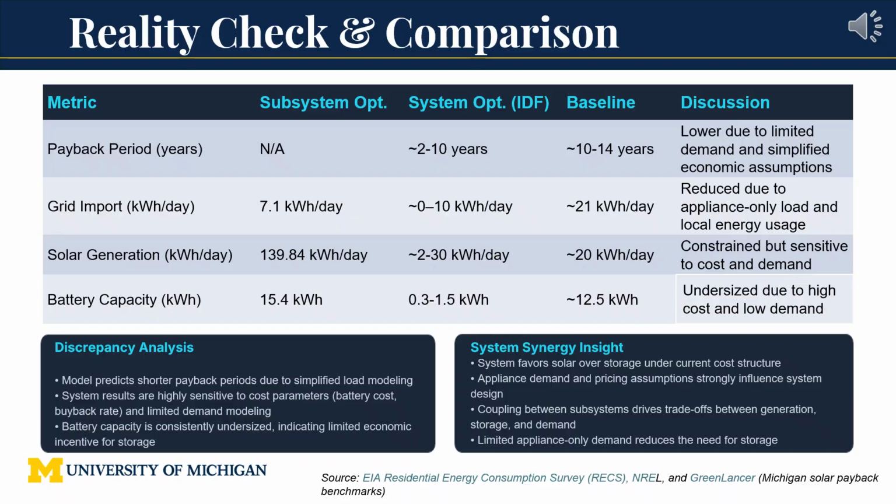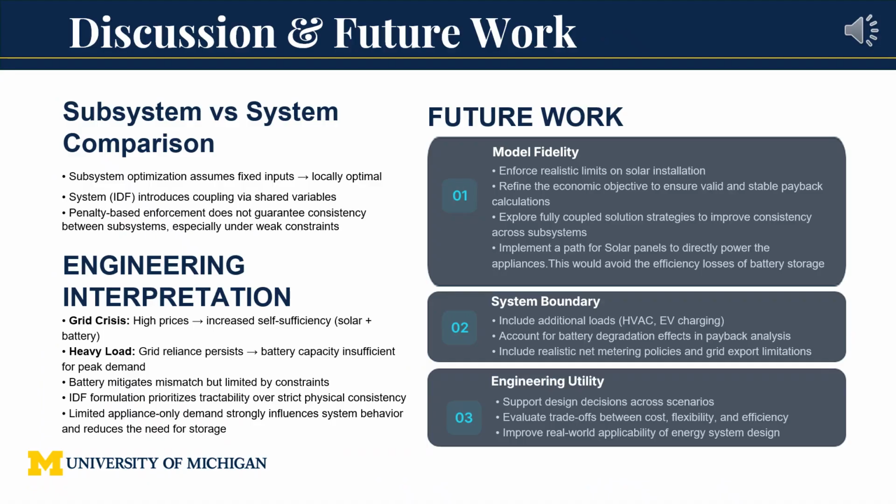Comparing subsystem optimization with the full system approach, subsystem optimization treats each part independently, so it tends to give locally optimal solutions. But with the IDF formulation, we start capturing interactions between solar, battery, and appliance demand. That said, since we are using a penalty-based method, the coupling isn't perfectly enforced, so some inconsistencies can still appear.